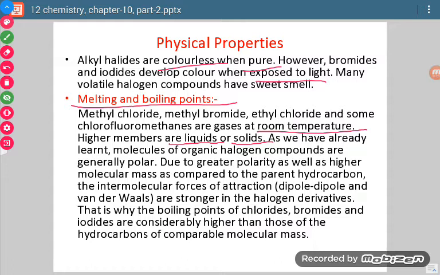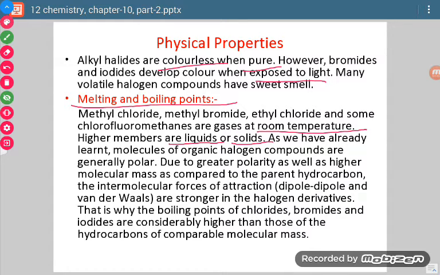So why is it so? Because of the increase in molecular mass and size, the van der Waals forces of attraction increase. Because of increased forces of attraction, there is accumulation, or we can say the molecules come nearer to each other, and because of that, their state changes from gas to liquid or liquid to solid.